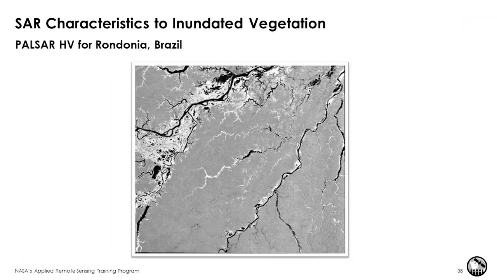So if you're interested in looking at inundated vegetation, as discussed previously, these areas are very bright because they're dominated by double bounce. And so this is what it looks like. All of these very bright areas are areas where there's inundation, there's standing water underneath the vegetation.